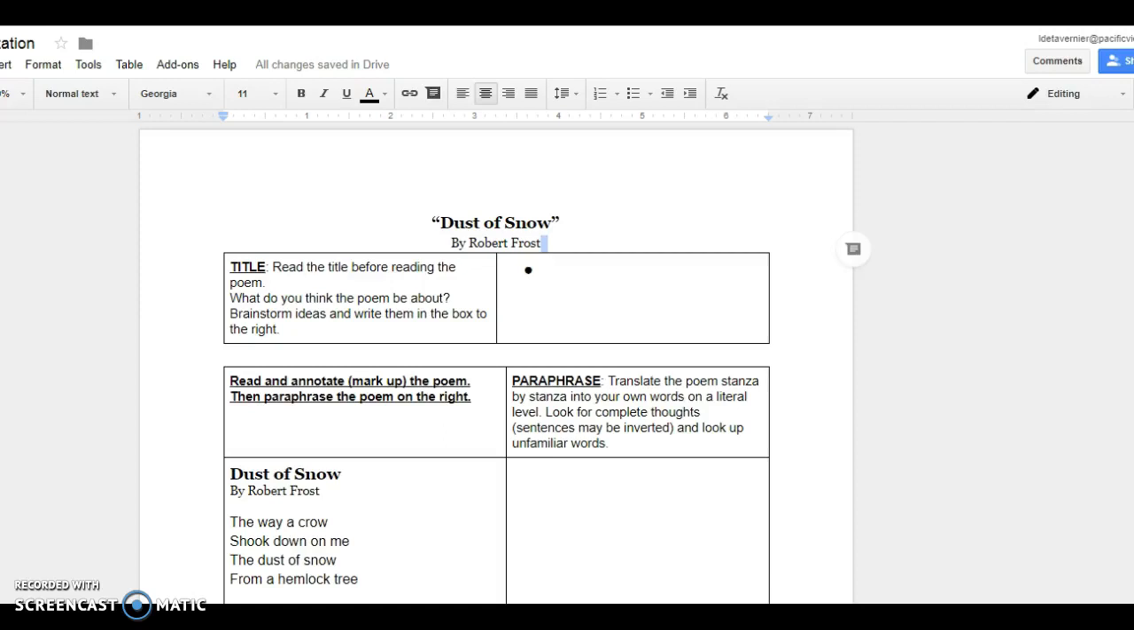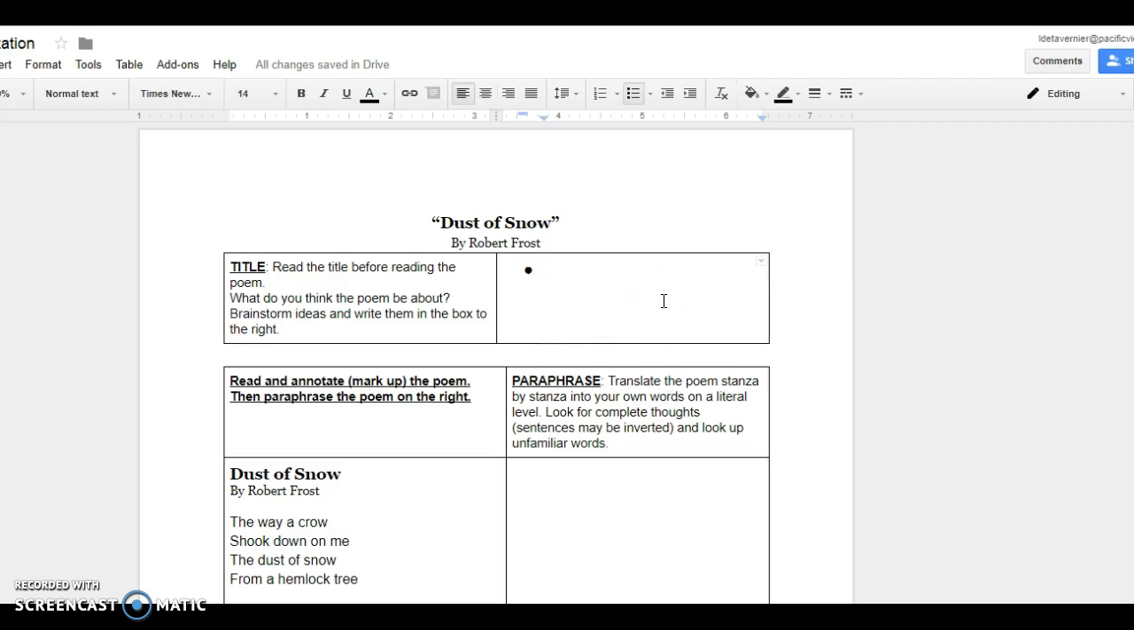I'm going to show you how to analyze the poems that we ask you to analyze. I'm going to use the example, this Robert Frost poem called Dust of Snow. So we're given the title Dust of Snow, and it asks us to read the title before reading the poem. What do you think the poem will be about? Brainstorm ideas and write them in the box to the right.